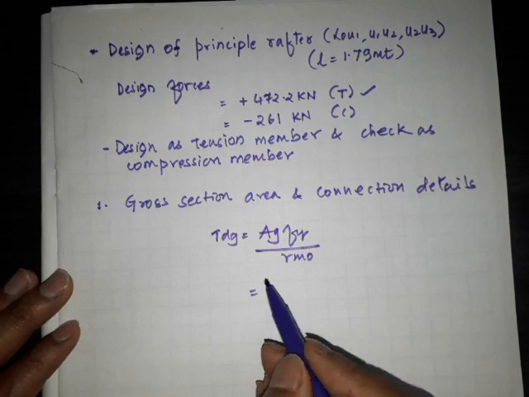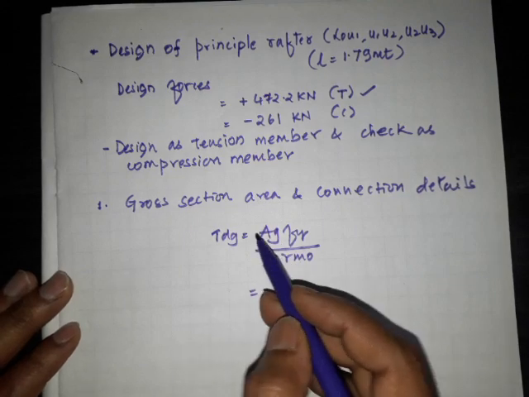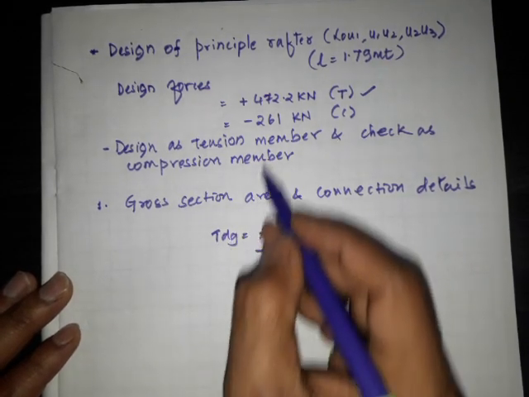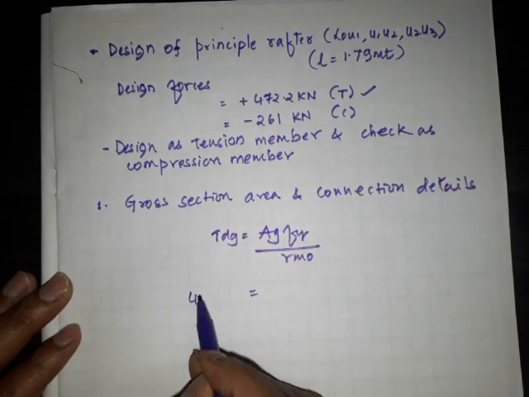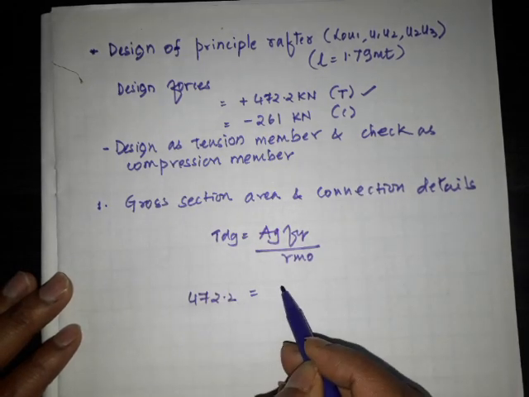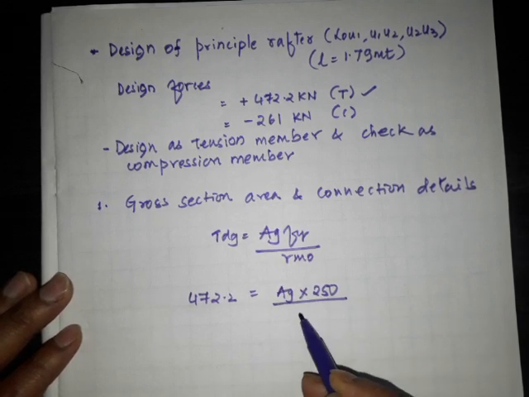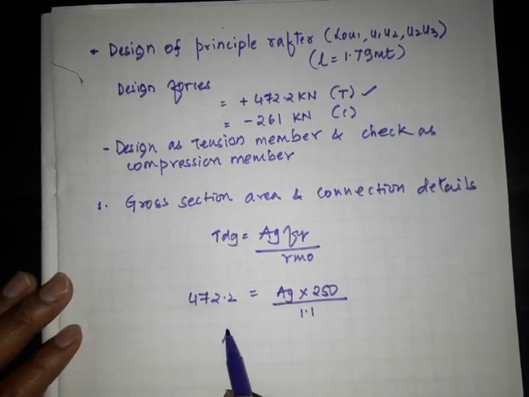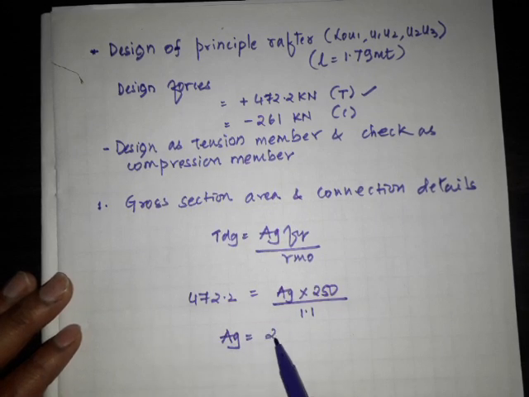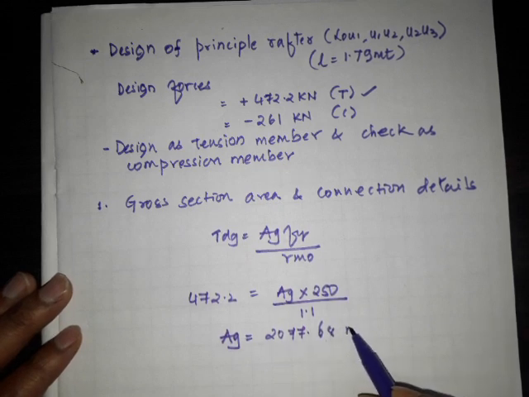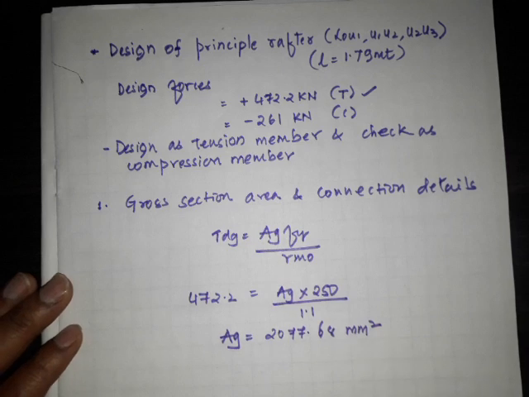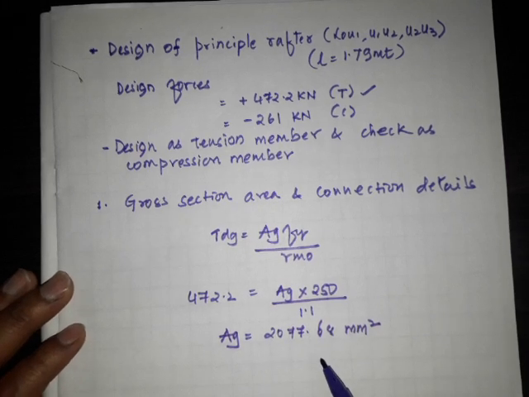So where AG is given here, we have to find out the AG. TDG is nothing but the maximum force. So 472.2, Fy is 250 and gamma m naught is 1.1. So from this you have to find out what is AG. Okay, the AG is 2077.68 mm square. So this much area you have to select.